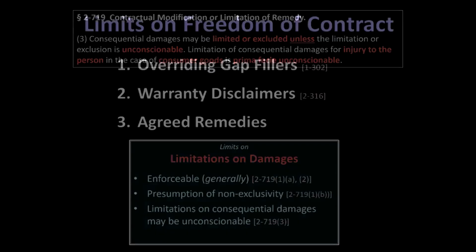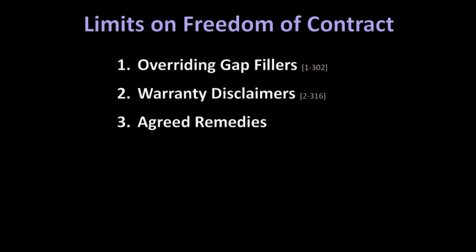So, consistent with the broader theme of this week's module, Article 2 does not provide for a complete or untrammeled freedom of contract for the sale of goods. Although the space for the parties to customize their contractual obligations is quite broad, we have seen now in several areas, including in overriding the gap filler provisions of Article 2, in disclaiming express or implied warranty, and in agreeing to limit the amount or types of damages available in the event of a breach, the ability of the parties to agree to whatever they want is limited by Article 2, at least on the fringes.